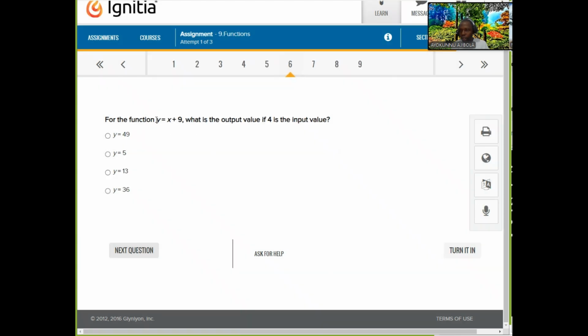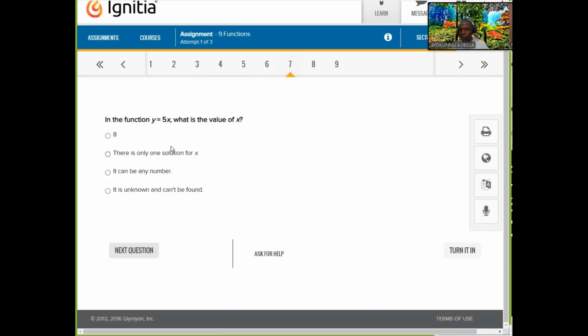Then the next one. For the function y equals x plus 9, what is the output value if 4 is the input value? Put 4 here, then you get 13. Okay? Are you listening to this? Migi, can you hear me?